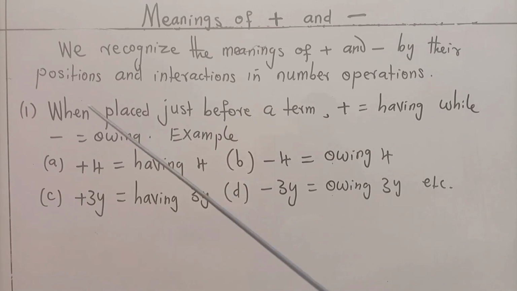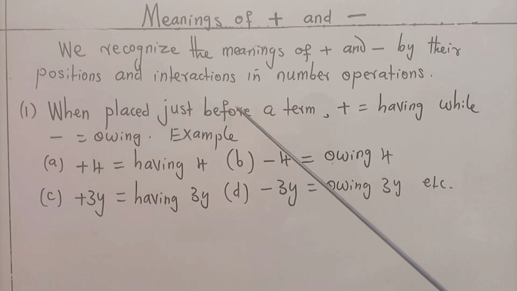Don't forget it. Whenever plus or minus is placed just before a term without anything separating them, what happens? That plus stands for having, and that minus stands for owing. Which other places can we find these signs and assign different meanings to them? After all, these having and owing are just one out of the sets of meanings we attached to plus and minus in the previous times. Let us see other meanings we can get.